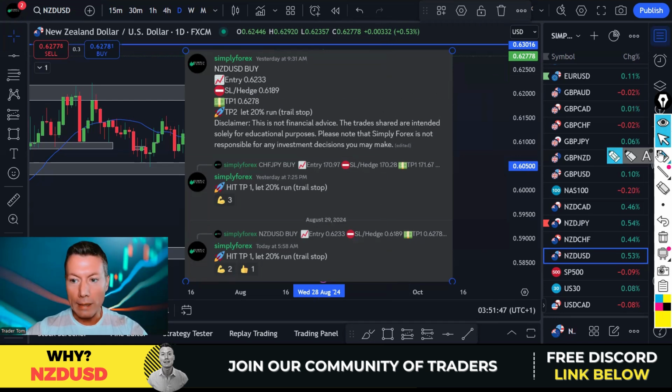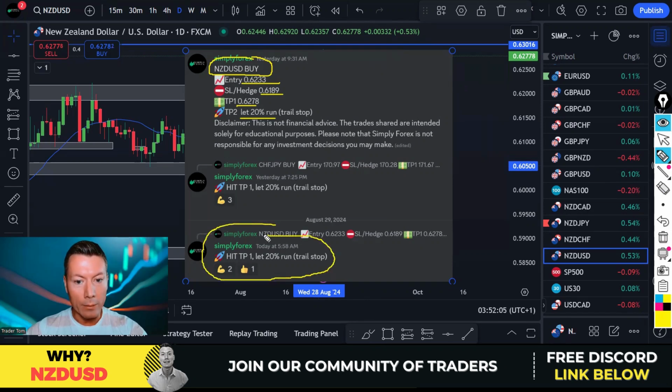Now, this is a trade that I took, okay? And this is New Zealand dollar US dollar buy, one of my trade ideas. This was the entry, this was the stop loss, and this was the take profit. And I'm currently letting some profit run. As you can see down here, we hit TP1 and we're letting 20% run. We also hit our Swiss franc yen trade target as well, but we're just going to look at New Zealand US dollar. And please bear in mind, guys, if you want all of these trade signals, then please come join our VIP Trading Academy.